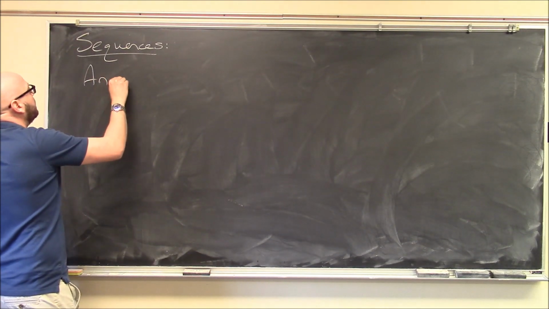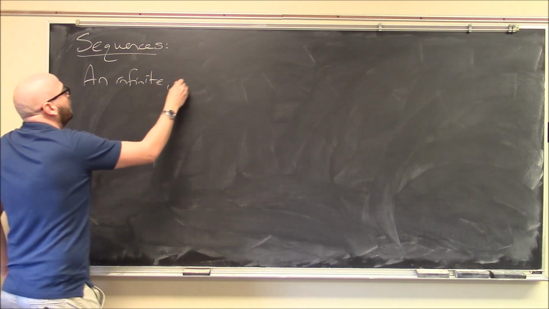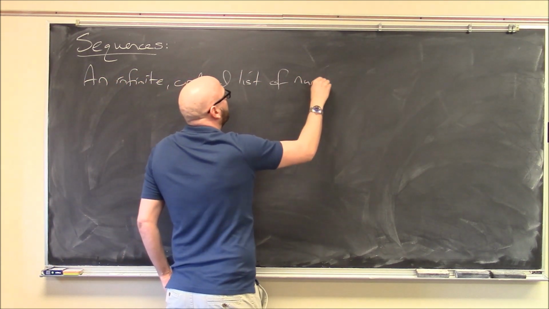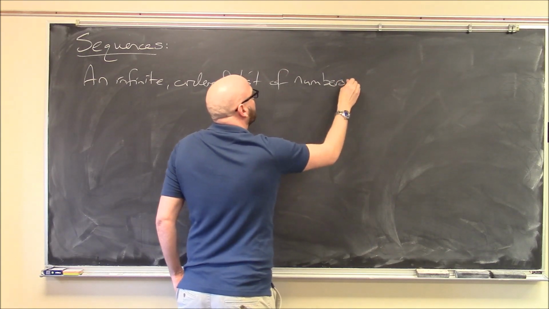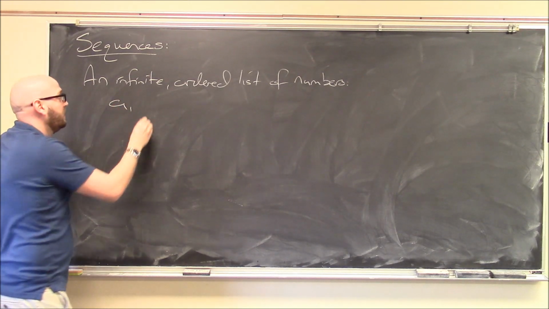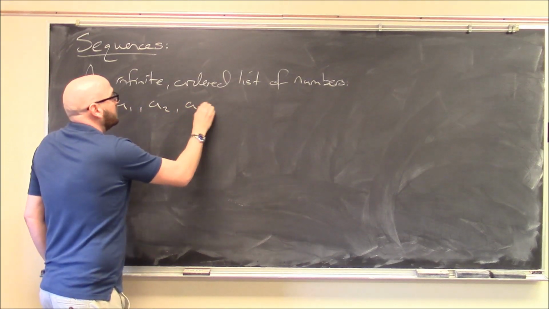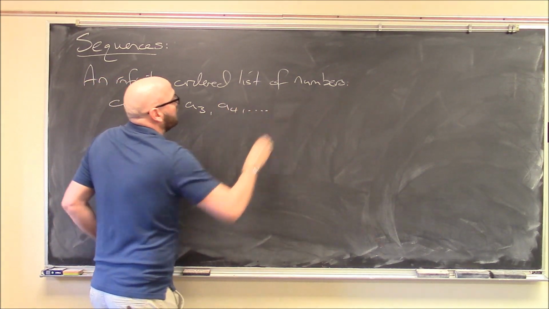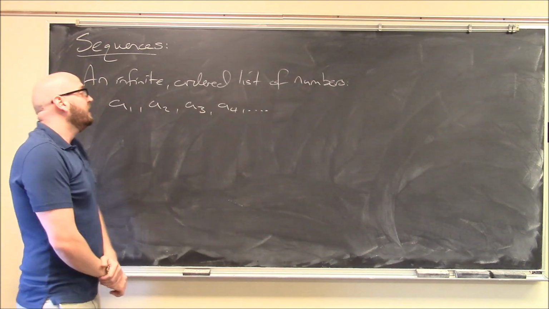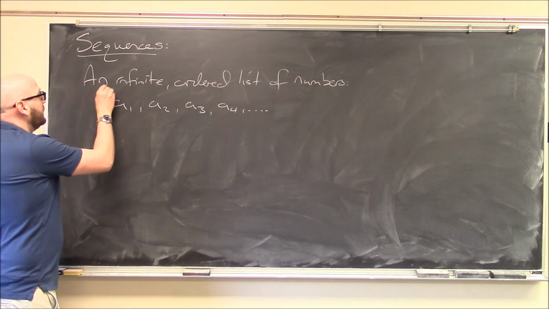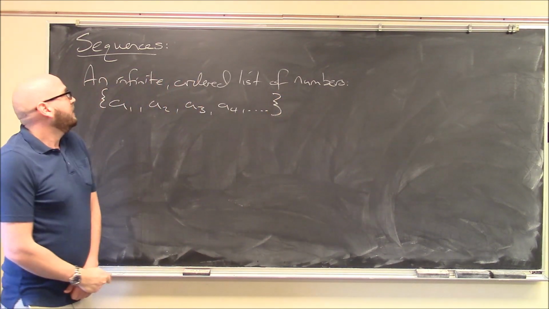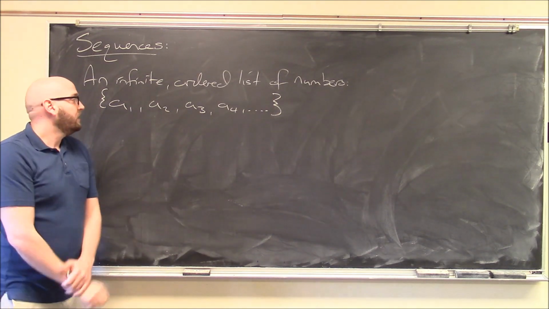So, an infinite ordered list of numbers. Okay, so something like, I won't even give you the numbers here, we'll just say A1 is a number, and then A2 is a number, A3 is a number, A4 is a number. So here's an infinite ordered list of numbers. When I say ordered, I mean we have to respect the order that I give you these numbers in. Sometimes people put curly brackets around their sequence, so I'll do that here. But this is all that a sequence is. It's an ordered list of numbers.